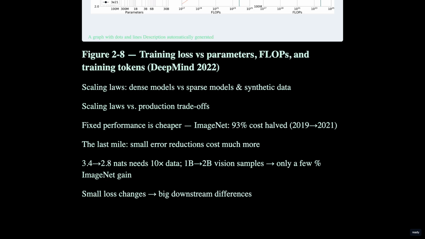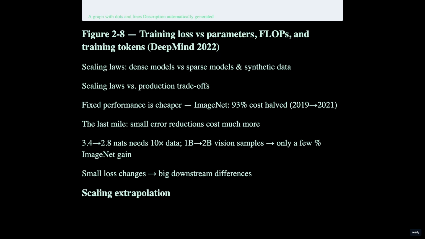Even modest shifts in training metrics, like dropping cross-entropy from 3.4 to 2.8 or a couple of points of ImageNet accuracy, can produce noticeably different downstream behavior. These small numeric improvements often cross internal thresholds that affect translation quality, summaries, or classifier robustness.